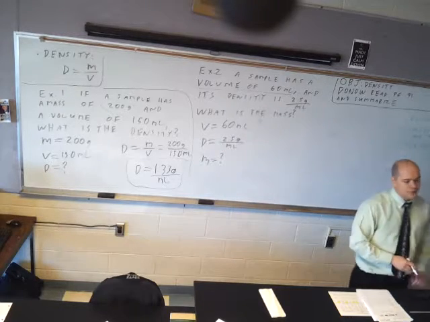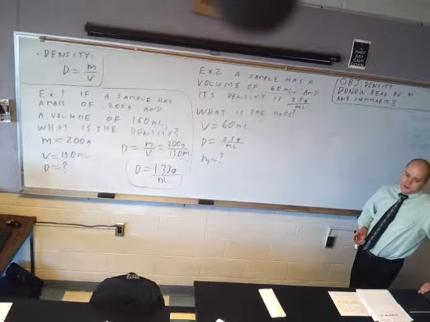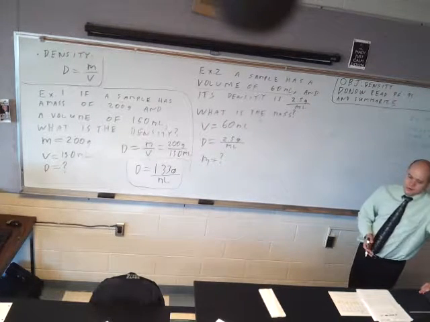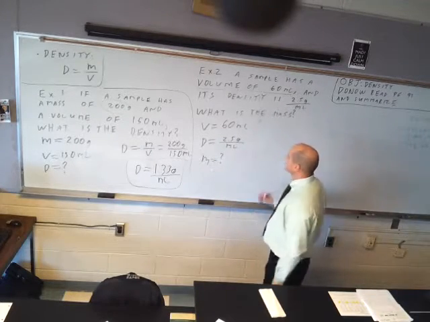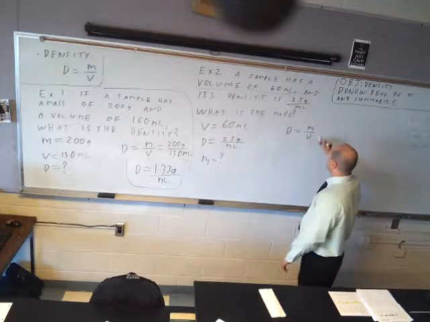If you can do problems like this, if you can write your givens down like this, and then solve the equation for whatever the question mark is, then you can do almost any problem in chemistry or physics. Almost everything can be solved this way. All right, so mass is what we're looking for. So we write our equation down. D equals M over V.